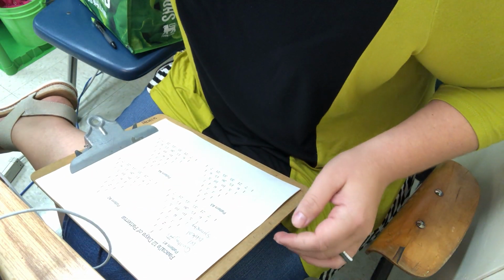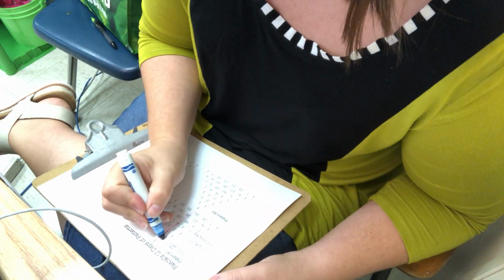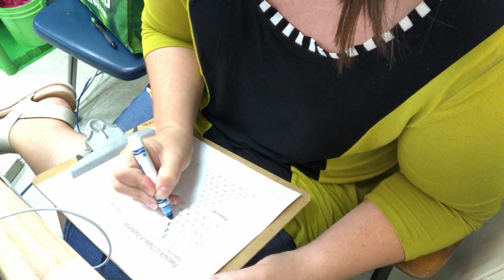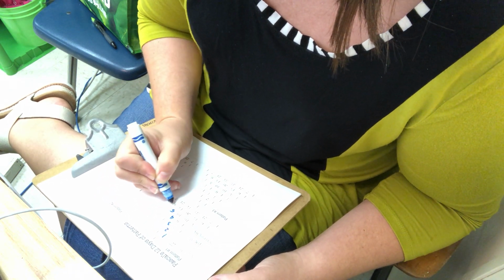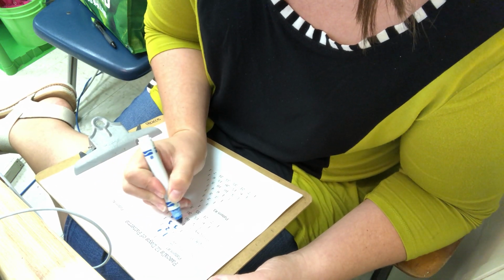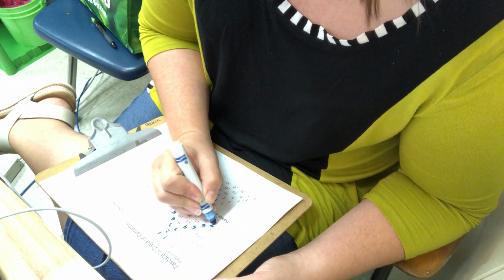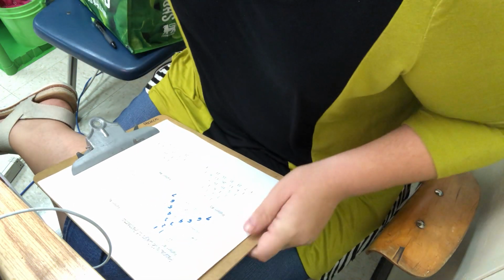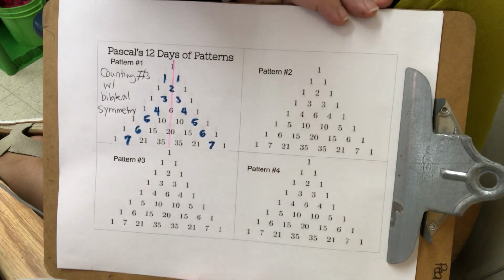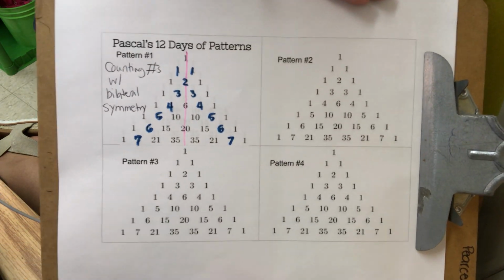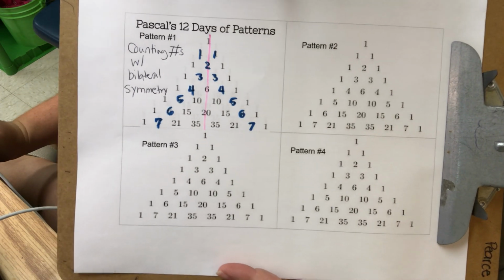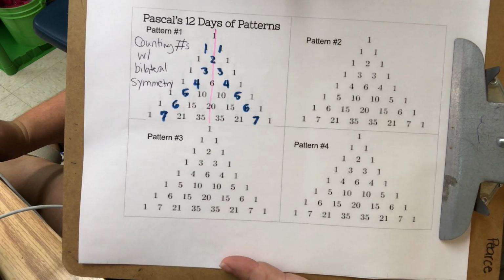You can see that second diagonal row is an example of the pattern. And also here, we see another example. So for counting numbers with bilateral symmetry, this will be the first pattern of our 12 patterns of Christmas. Our second pattern is powers of two.